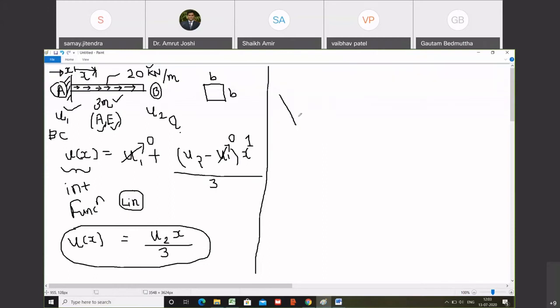So let me write down the total potential energy. Total potential energy is going to be the summation of potential energy due to external force plus potential energy due to elastic force. This is external, this is elastic. Is that clear? Now first we will write down the potential energy associated with external forces. How do I write it?